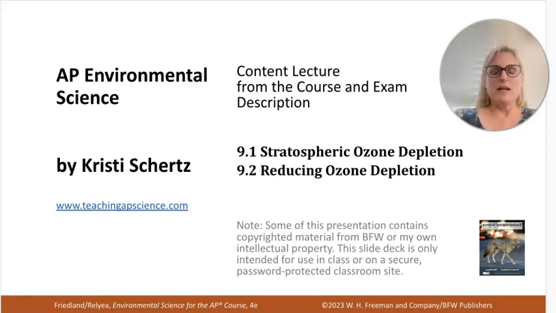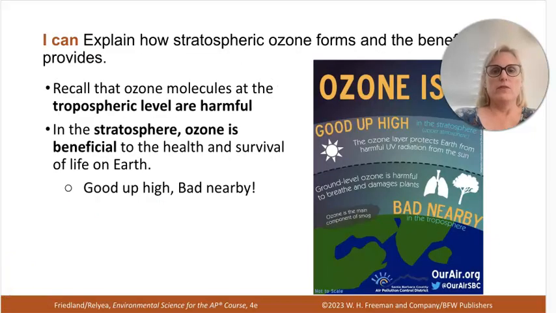This is topic 9.1 and 9.2 for AP Environmental Science about stratospheric ozone depletion and how to fix the problem. Follow along with your learning targets, which are up here at the top of the slides. Make sure that you reference your study guides.